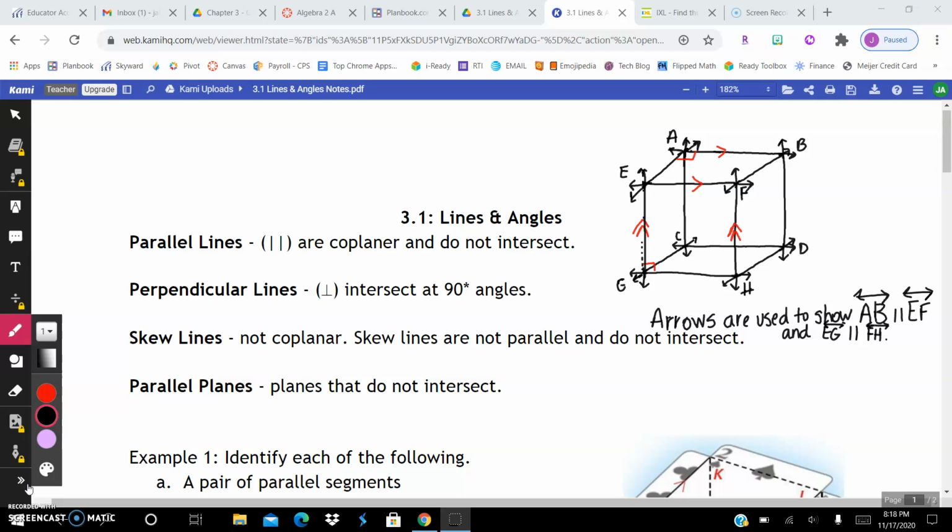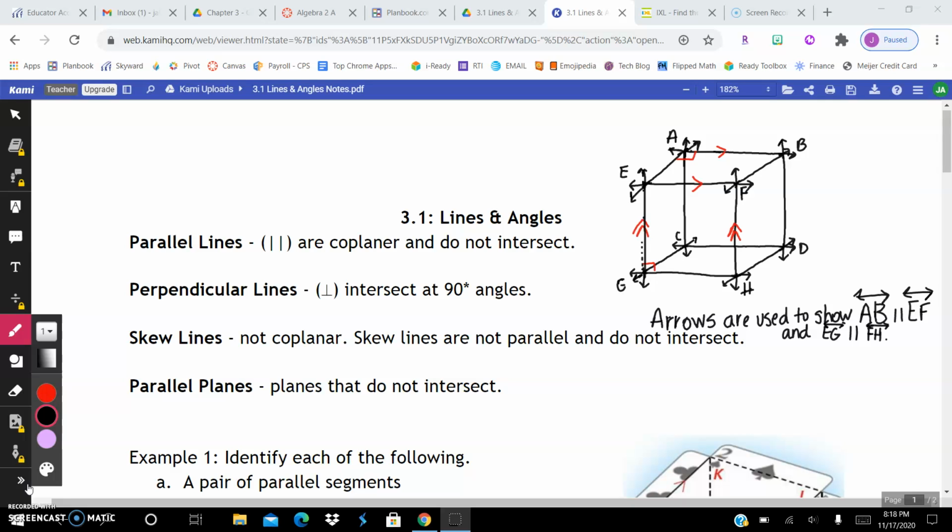Perpendicular lines, which is indicated by an upside down T symbol, intersect at 90-degree angles. These lines are going to have to be from different planes in order to make 90-degree angles. So if you looked at EA, which would be the side of the top there, and then EG, those lines intersect at 90-degree angles. There's quite a few different pairings of lines that are perpendicular as well as parallel out of that picture.